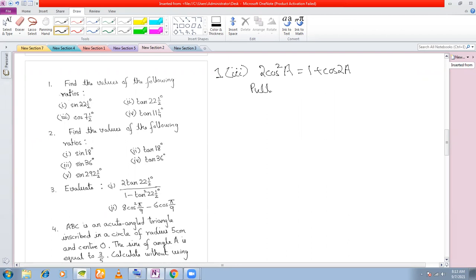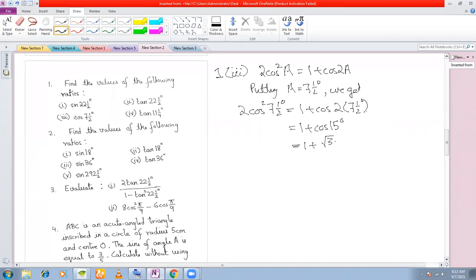If you now put a is equal to 7.5 degree, you get 2 cos square 7.5 is equal to 1 plus cos twice 7.5. So you get 1 plus cos 15 degree. And if you remember the value of cos 15 degree, it is root 3 plus 1 by 2 root 2. Now if you take the LCM, you will get 2 root 2 plus root 3 plus 1 divided by 2 root 2. Okay, so this is what you are getting here.